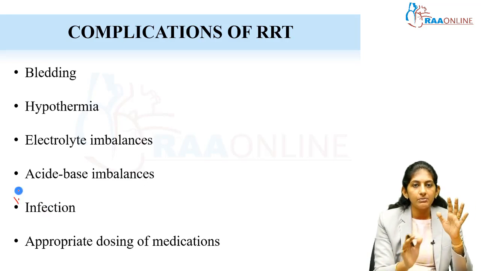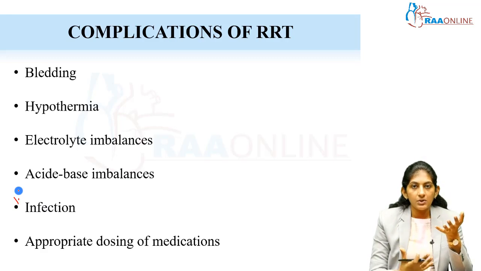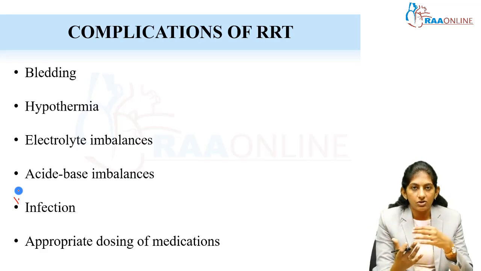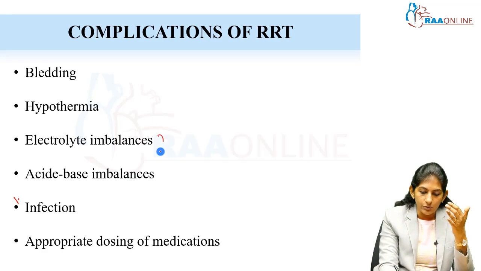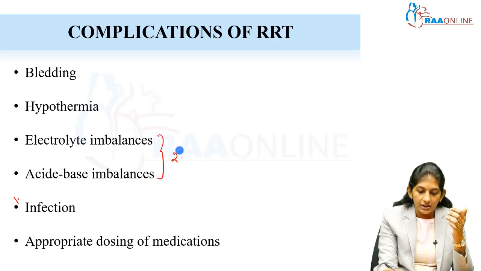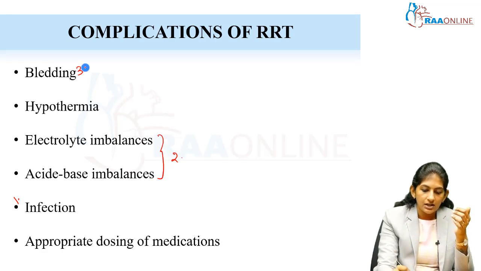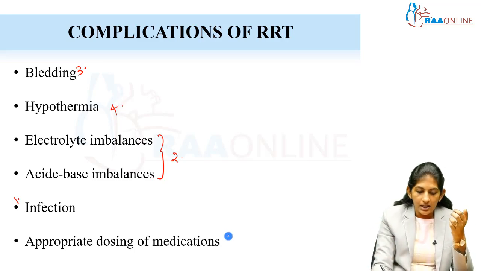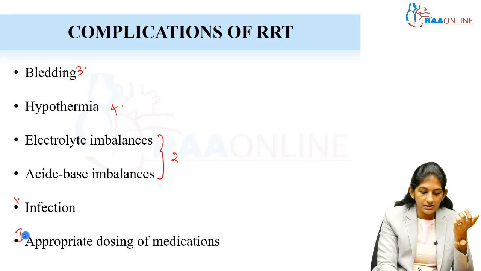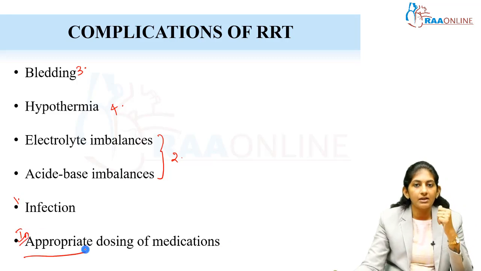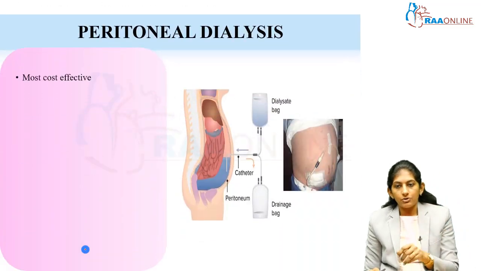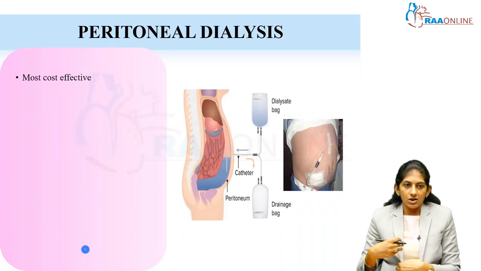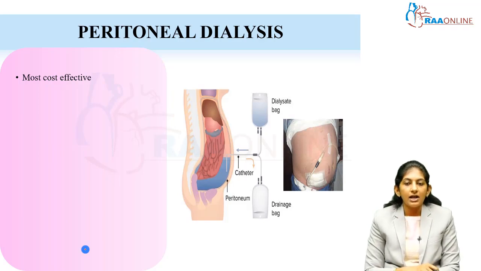There definitely will be, even in continuous veno-venous hemodialysis or filtration, you have control over the fluid overload, but sometimes there can be acid-base imbalance and electrolyte imbalance which is out of our hands. Bleeding because of heparinization, hypothermia can be there, and inappropriate dosage of medicines can sometimes be an error from our side.